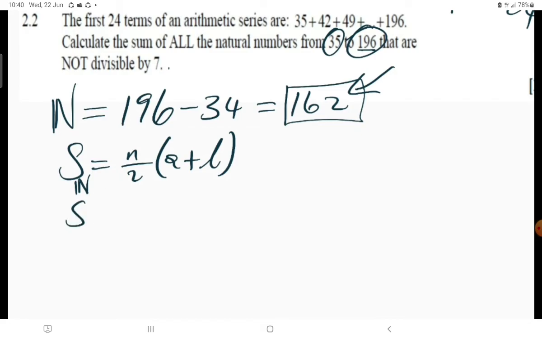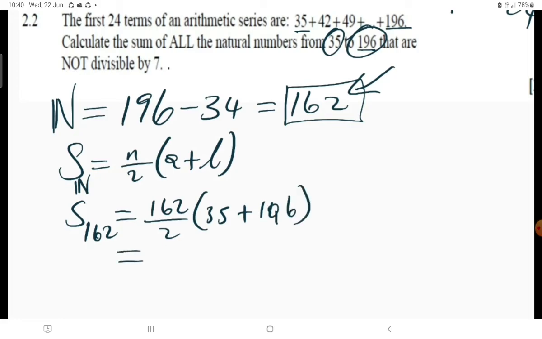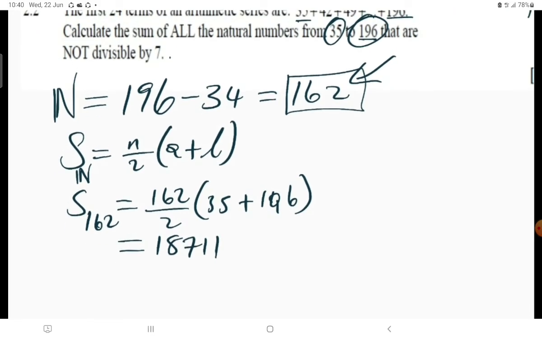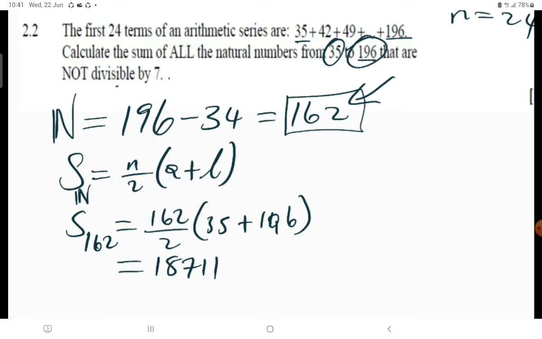The sum of how many numbers? Of 162 numbers. Then it's going to be 162 divided by 2. Then the value of a is the first term, which is 35. Then the value of l, the last term, is 196. When you punch your calculator, you will get 18711. So this is the sum of all natural numbers, including those that are divisible by 7.